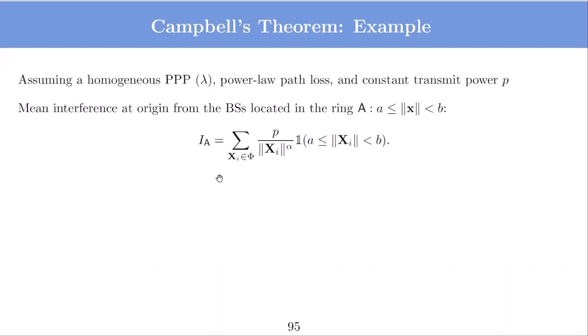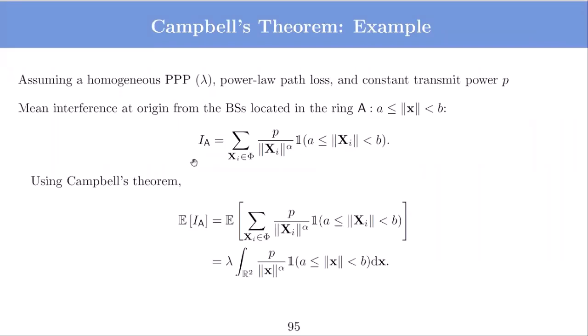Now, if someone wants to ask what is the mean interference, we can compute. Here interference is again in the form of summation over all points of some function of xi. This is a function of xi. So this is the case where we can apply Campbell theorem to compute the mean of interference. So E of I is given as expectation of this. You can treat this as a function of xi, so it will become lambda times the integration of f(x) dx. f(x) would be P upon norm of x to power alpha, times the indicator of x between A and B.